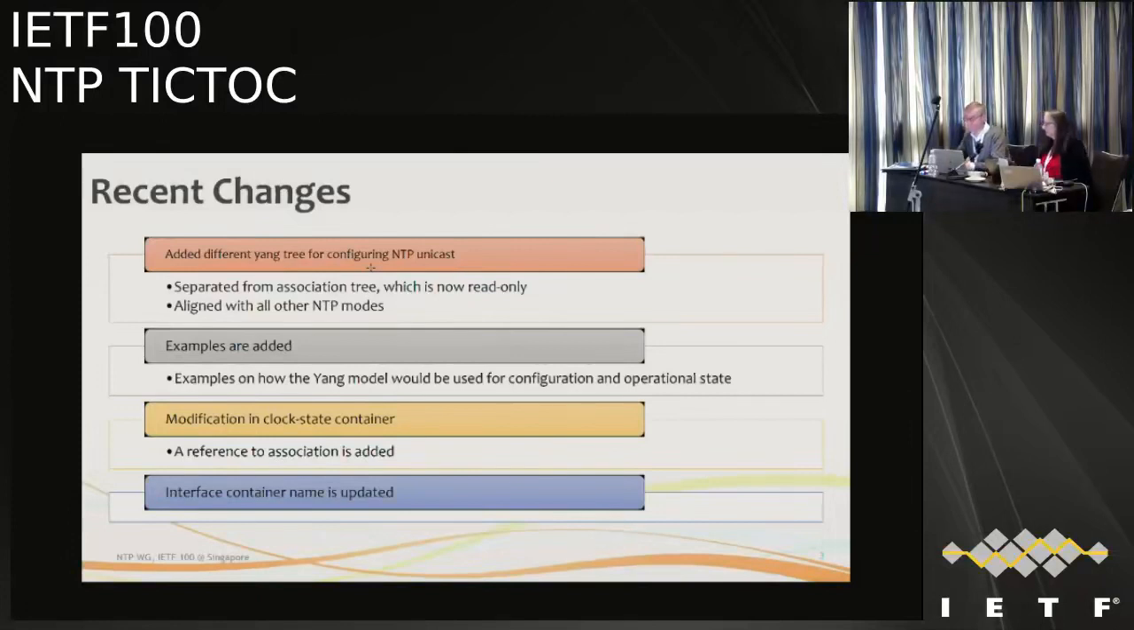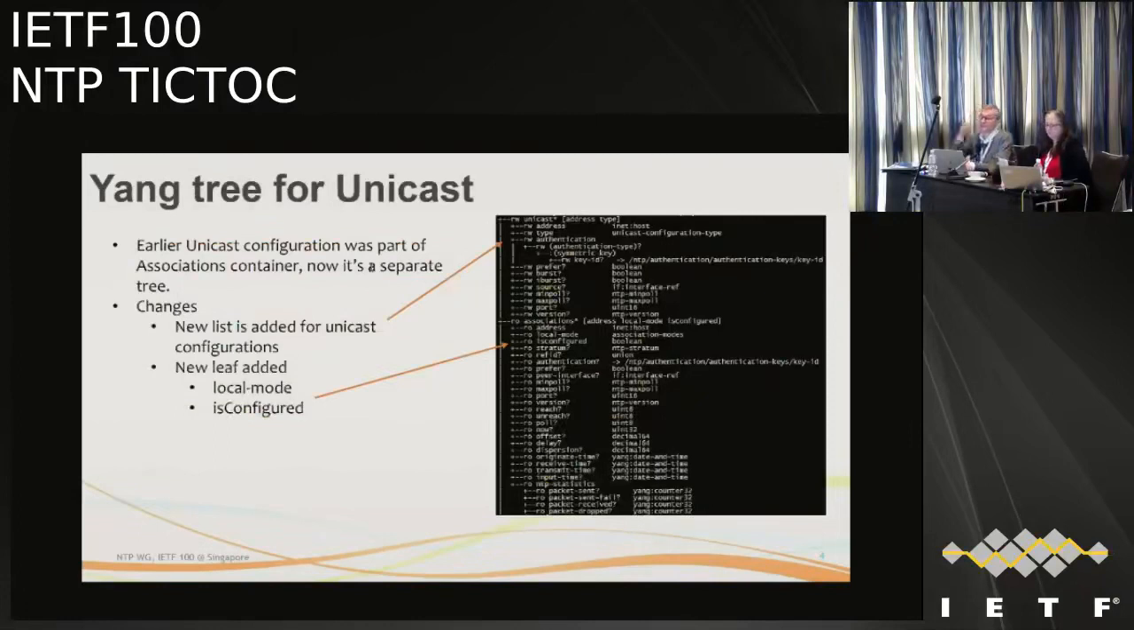For unicast, we have separated the unicast and association trees. As you can see now, the unicast node has two key fields, address and type, and all the unicast related information will be present over here. The other tree is the association tree, which will display all the associations NTP has, learned dynamically or configured. The configuration can be unicast, multicast or broadcast. So this information will be considered over here.